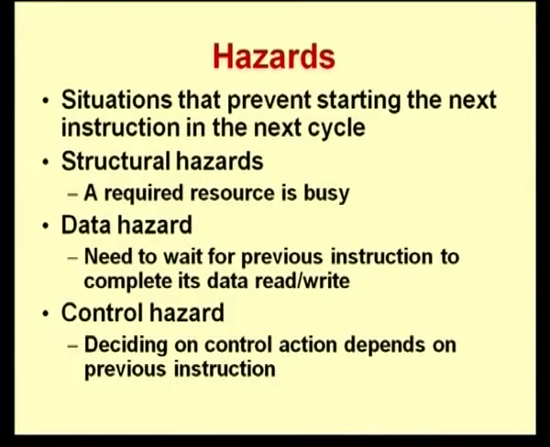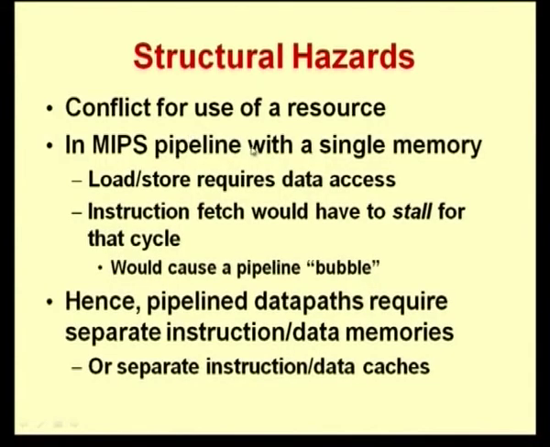So therefore there are these three types of hazards that we need to watch out for and that we need to prevent: structural hazard, data hazard and control hazard. As we said, structural hazards happen because of conflict for use of a resource. An example for a structural hazard in our MIPS pipeline would be, if we had used a single memory for both our data access and instruction access, that is, if our instruction memory and data memory were a single memory unit, then we would actually have had a structural hazard.